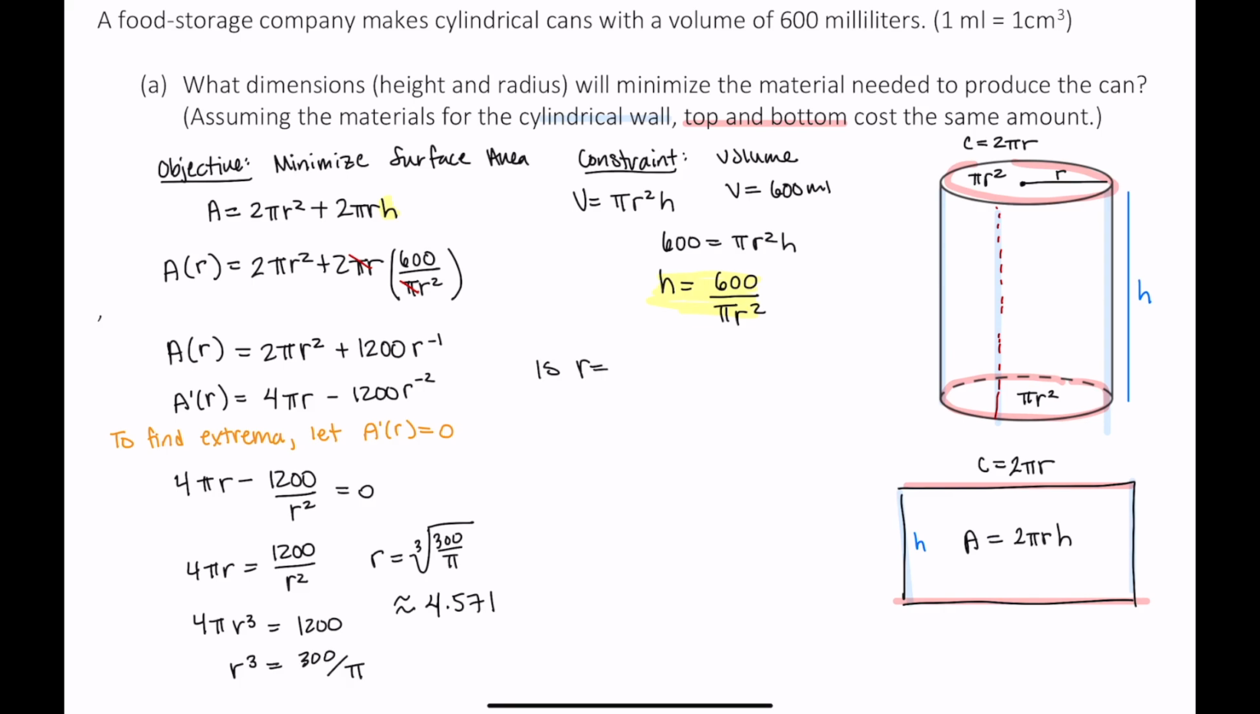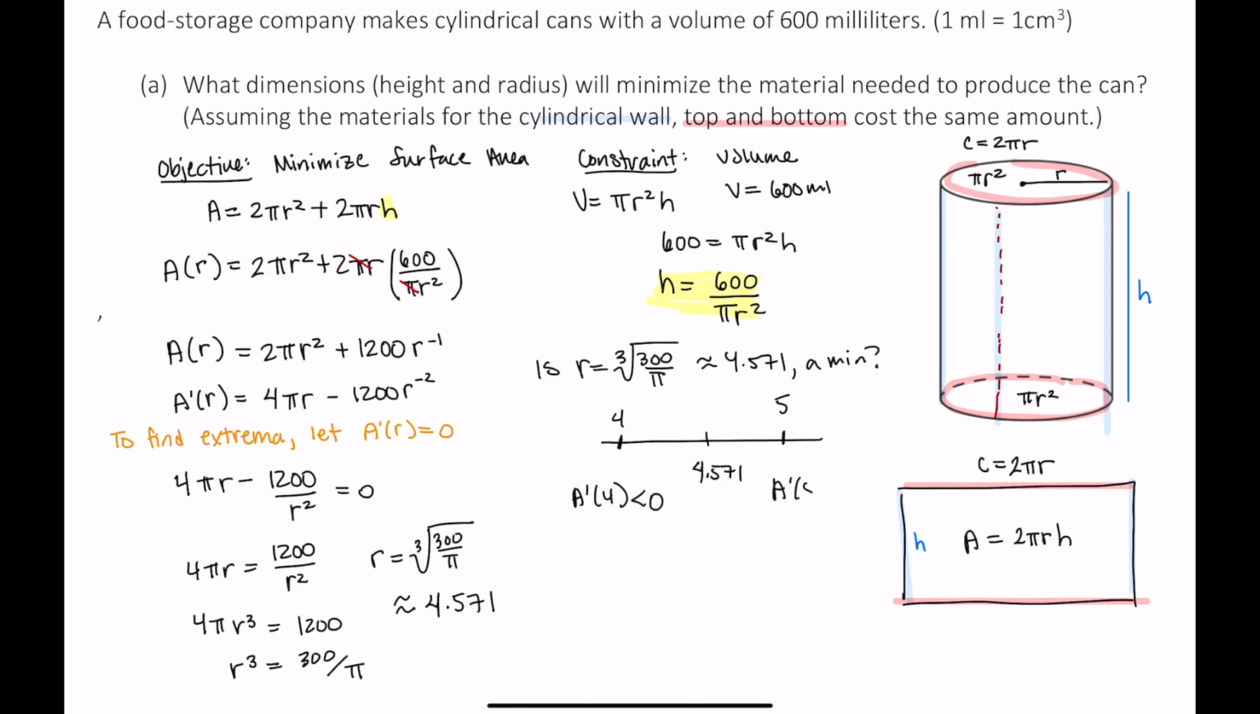So is r equals the cube root of 300 over pi a minimum value? This time I'm going to draw a little mini number line. And here is 4.571. On the left, I have the number 4. And on the right here, I have the number 5. So what is A prime evaluated at 4? And you don't even actually need to get the exact value. All we really have to consider is, is this positive or negative? Well, I'd have 16 pi minus 1,200 divided by 16. That's definitely going to be less than 0.